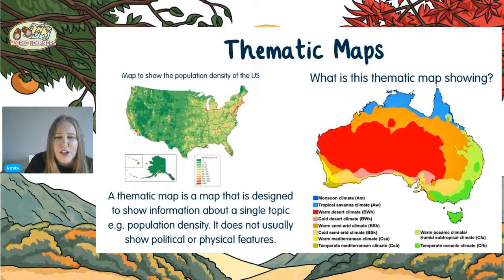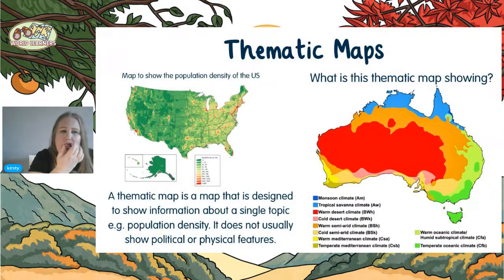Right, let's have a look at another one. These types of maps are called thematic maps. A thematic map is a map that's designed to show information about one single topic. So just one thing, that's what it's focusing on. It's not focusing on all of the physical features. It's not showing us divisions between different countries or areas. It's focusing on one particular thing.